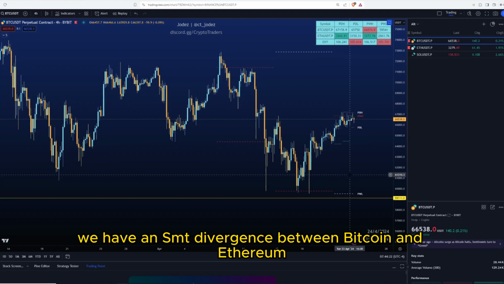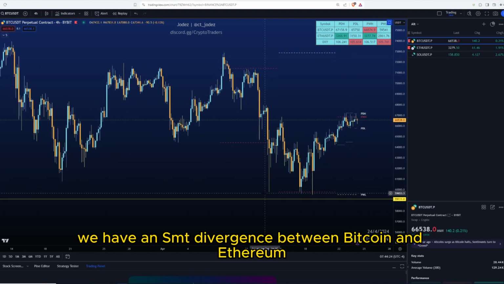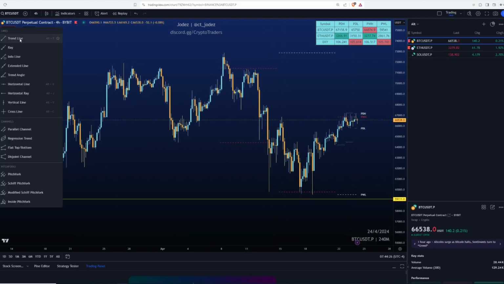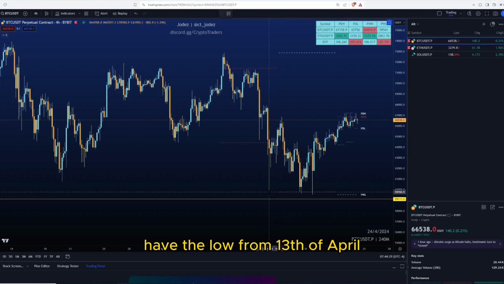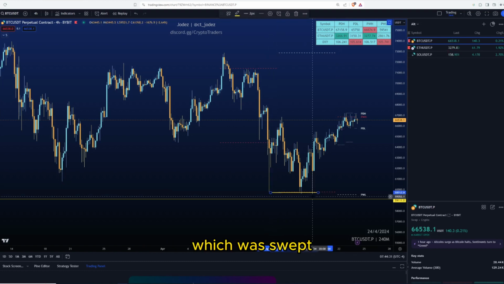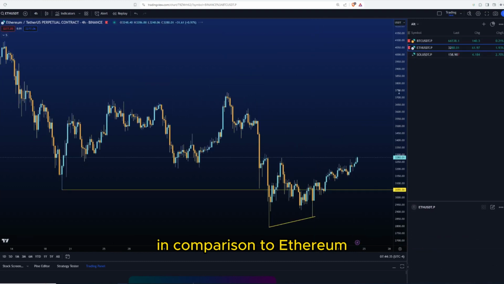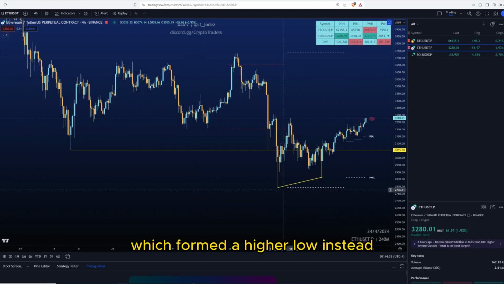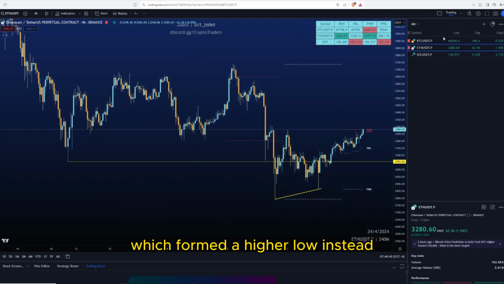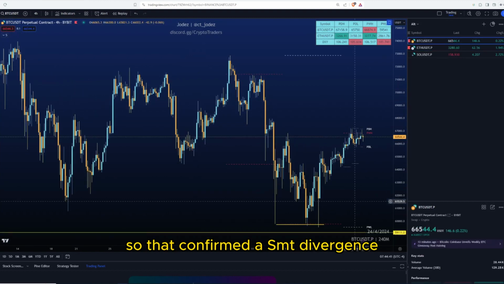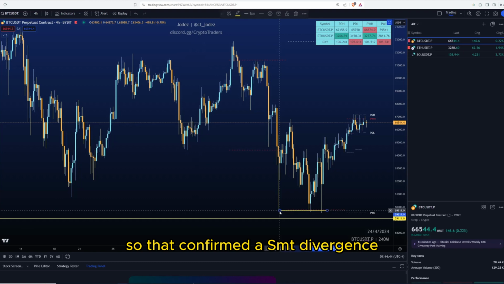In this case, we have an SMT divergence between Bitcoin and Ethereum. Comparing these lows here, we have the low from 13th of April, which was swept and formed a lower low on 18th of April, in comparison to Ethereum, which formed a higher low instead. So that confirmed an SMT divergence.